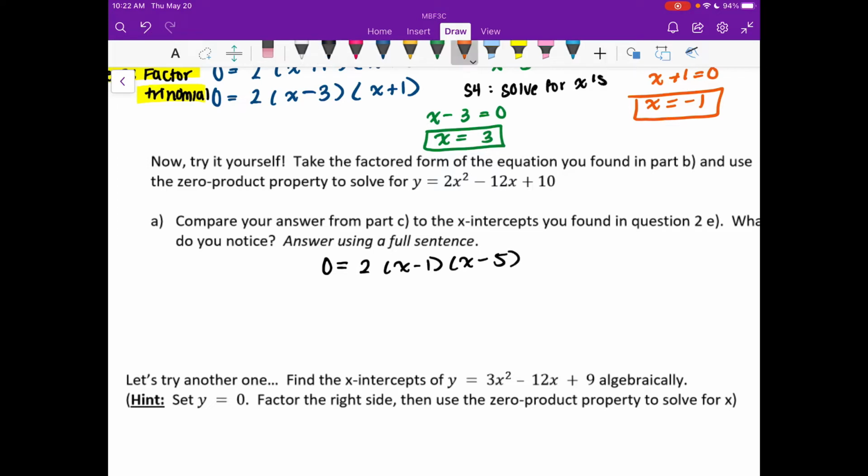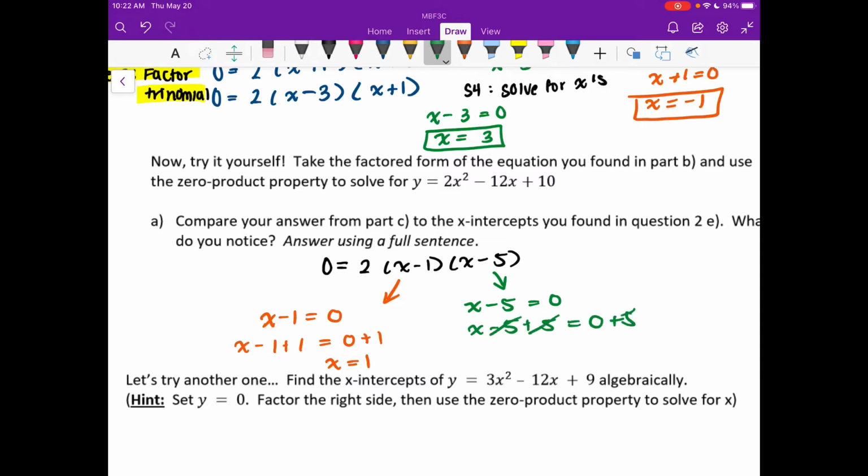Let's break up each bracket. So I'm going to do one in orange, one in green. Let's do our orange one. x minus 1 equals 0. So x minus 1 plus 1 equals 0 plus 1, and then x equals 1. Same thing on the other side. x minus 5 equals 0. x minus 5 plus 5 equals 0 plus 5. These two cancel. So then x is equal to plus 5.